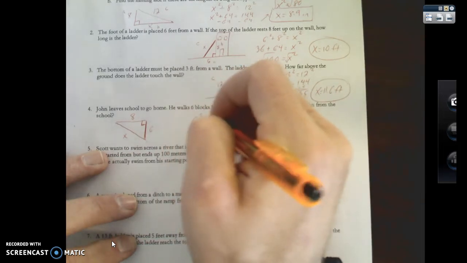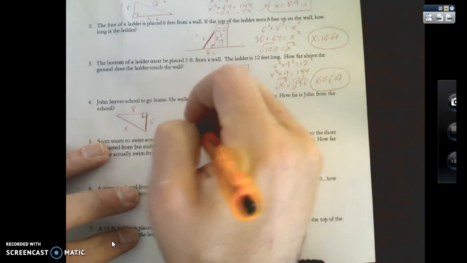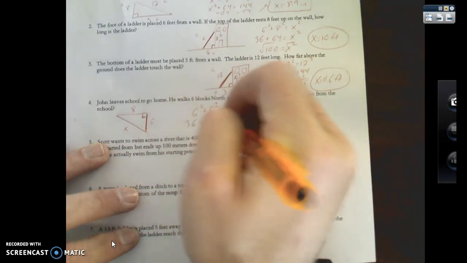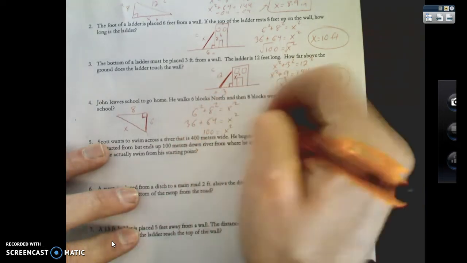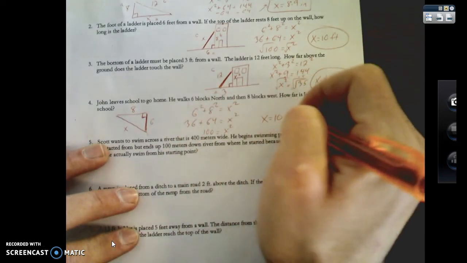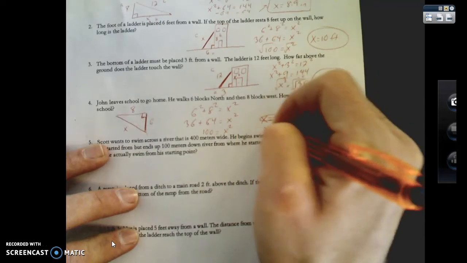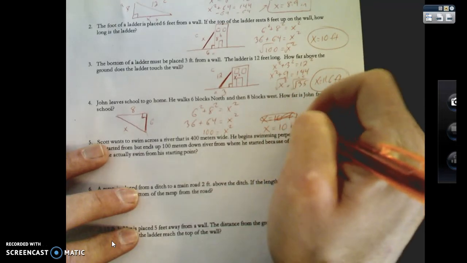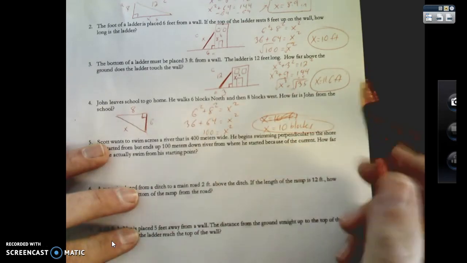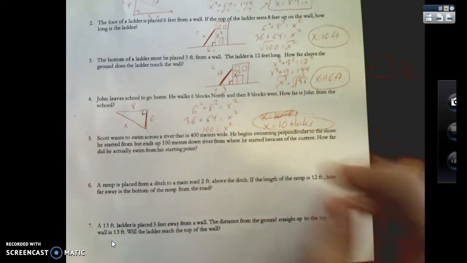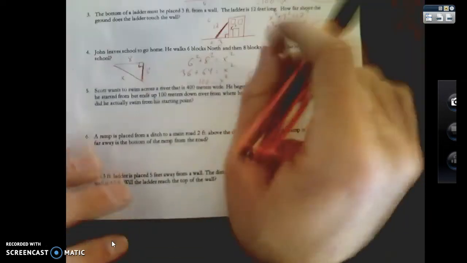So 6 squared plus 8 squared equals x squared. 36 plus 64 equals x squared. 100 equals x squared. Oops. X equals 10 blocks. That's why it's always important to reread your problem and see what they're asking you. How far is he? Well, he's 10 blocks from school. We don't want to change it to like miles. That makes no sense.